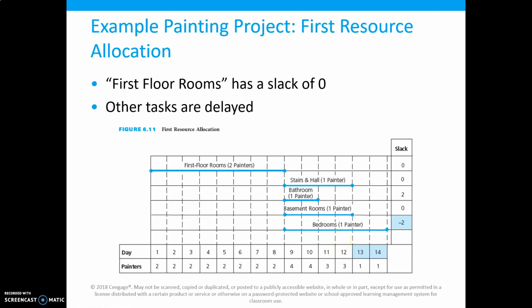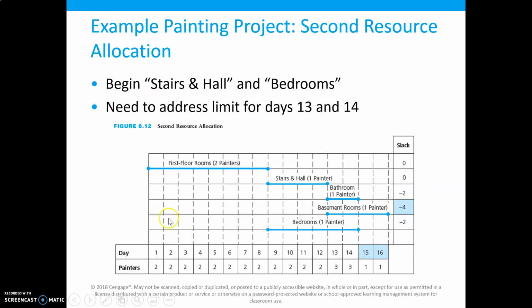So in the first example, we had more of a time constraint. We wanted to get the project done in 12 days. In this example, our constraint is the number of painters, so it's going to take longer. All right, so then the next thing we do is we know that we need to have the stairs and hall immediately after the first floor rooms, right? And then we can start to play around with the bathroom, basement rooms, and bedrooms in order to determine the most efficient way to get this done with 2 painters.